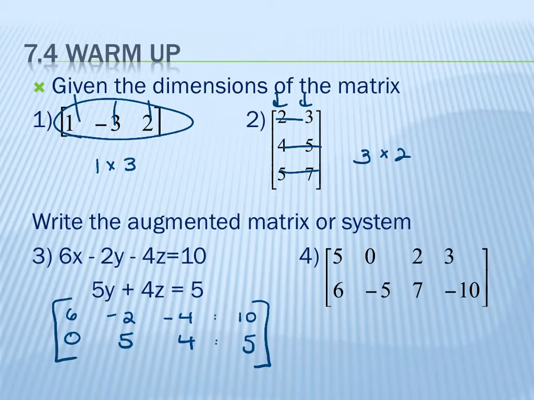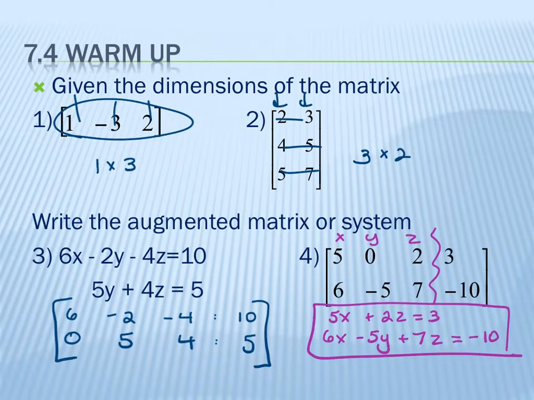You can put the colons where the equals would go, but you don't need them, so it's completely up to you. This one, remember the last one is the constants, and then this would be the x, the y's, and the z's. So I'd get 5x, I don't need the y, plus 2z equals 3. 6x minus 5y plus 7z equals negative 10. And there's your system.